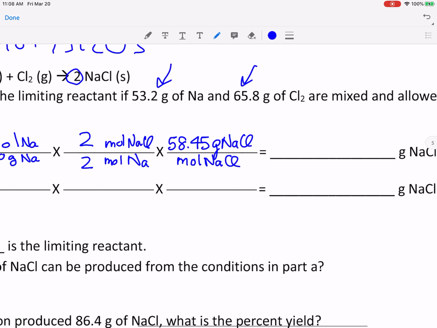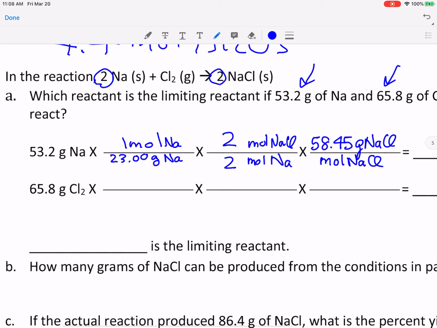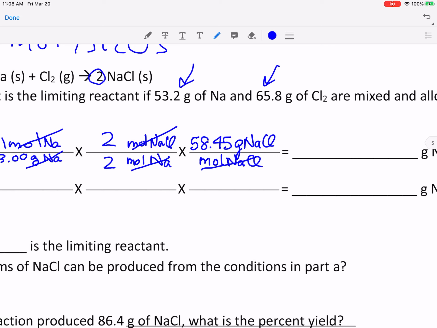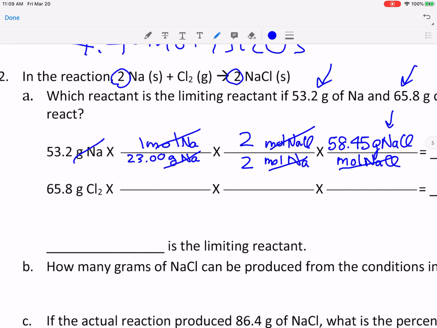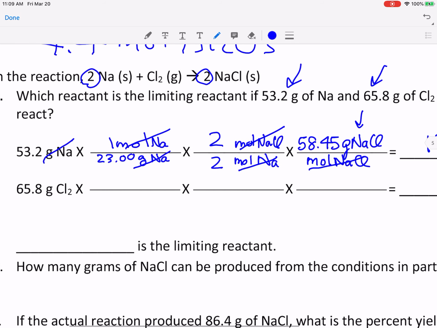Again, I want you to make sure this setup is correct by checking the units. Gram Na cancels, mole Na cancels because they are on opposite sides. Mole of sodium chloride cancels, and then you get to the gram of sodium chloride, which, if you put everything in there and round to the correct significant figures, is 135 gram of sodium chloride from 53.2 gram of sodium.